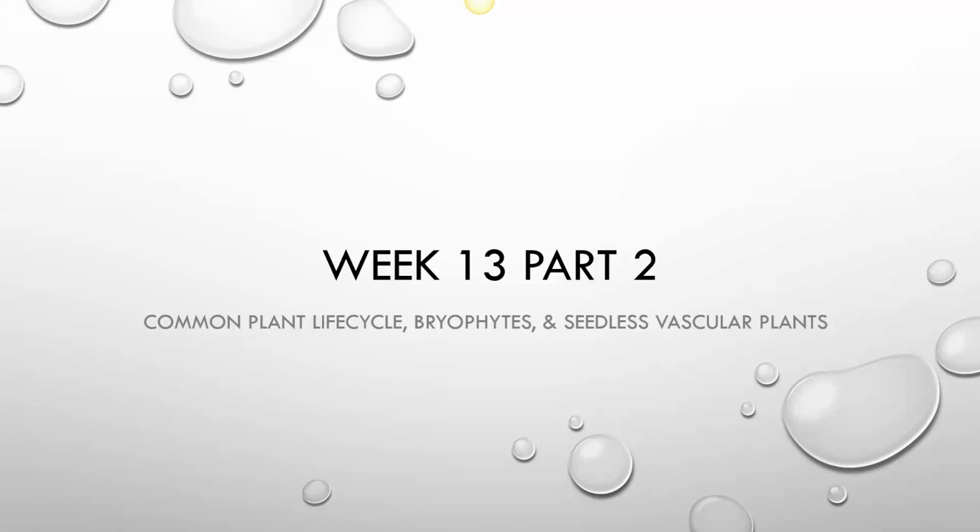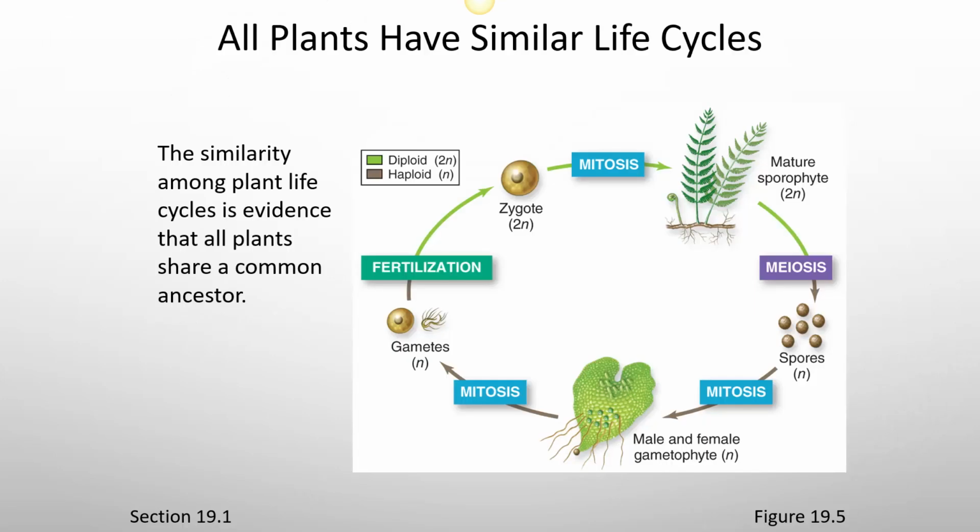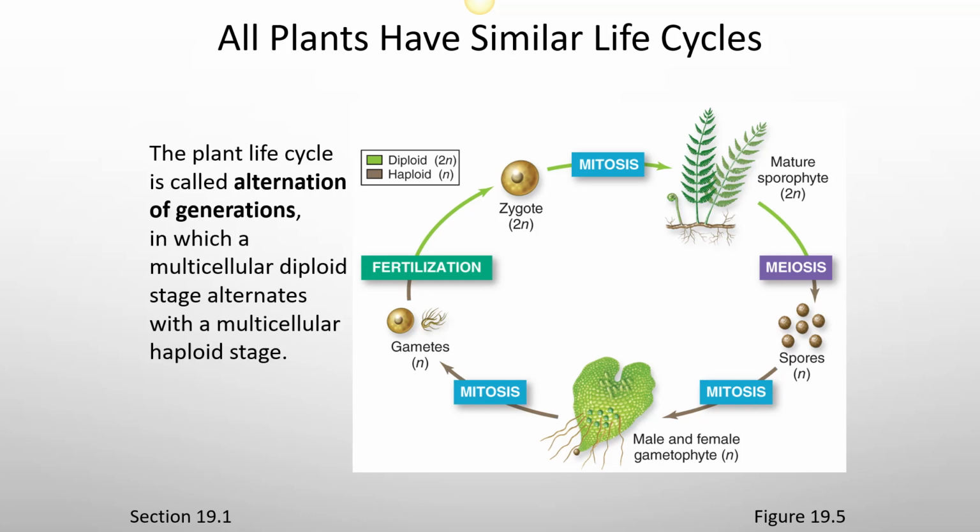Now we're going to talk about the common plant life cycle, bryophytes, and seedless vascular plants. The similarity among plant life cycles is evidence that all plants share a common ancestor. The plant life cycle is called alternation of generations, in which a multicellular diploid stage alternates with a multicellular haploid stage.